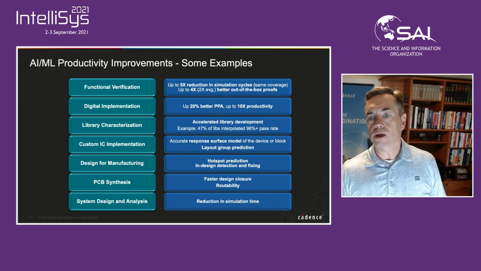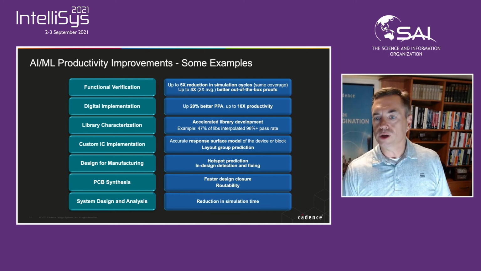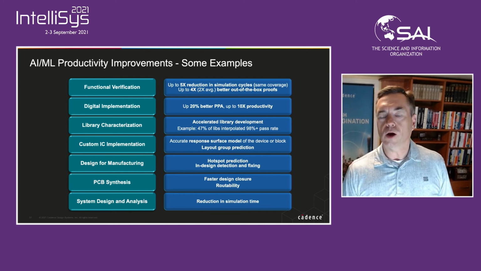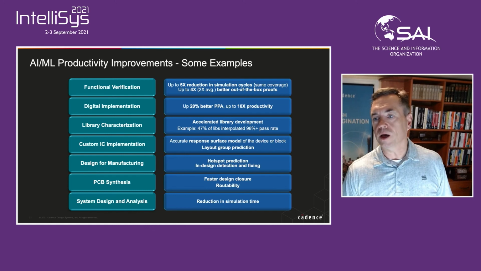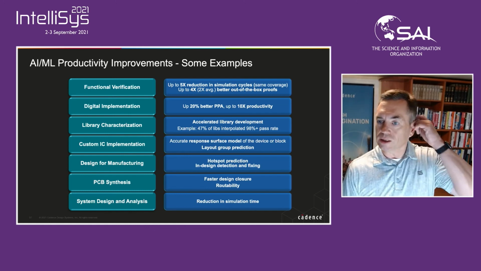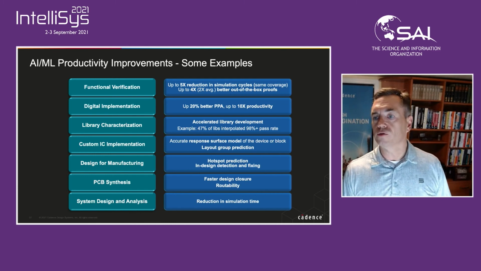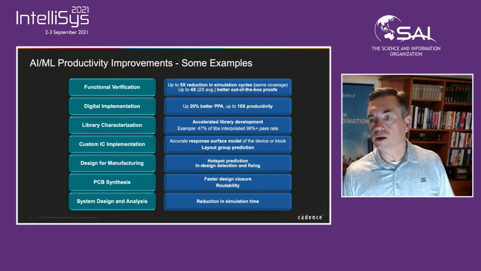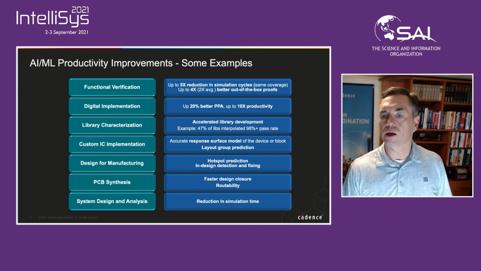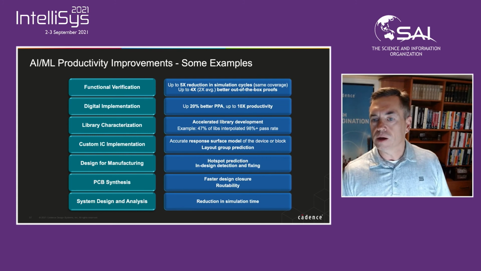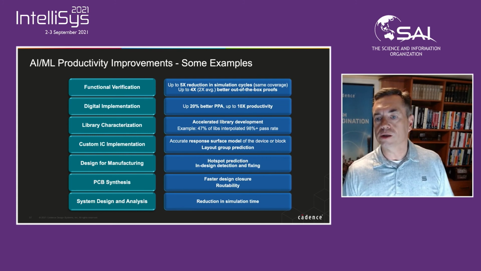But as I indicated, the flow is very complex, and there are many other areas where AI ML helps to train neural networks to make our products more productive for you, the users. So for example, we found for the library development acceleration potential by interpolating libraries with getting almost the same pass rate. There's a lot of work going on in the board design, the printed circuit board design, with getting to faster design closure and routability.